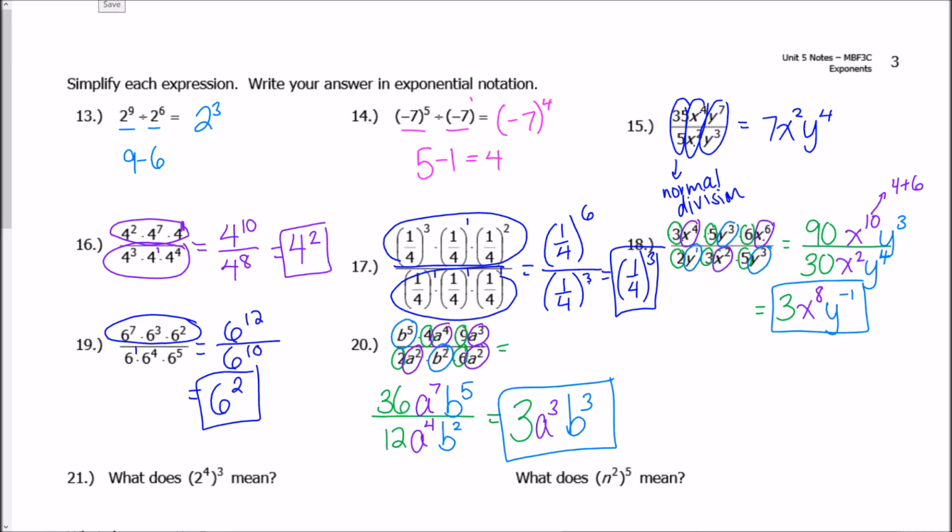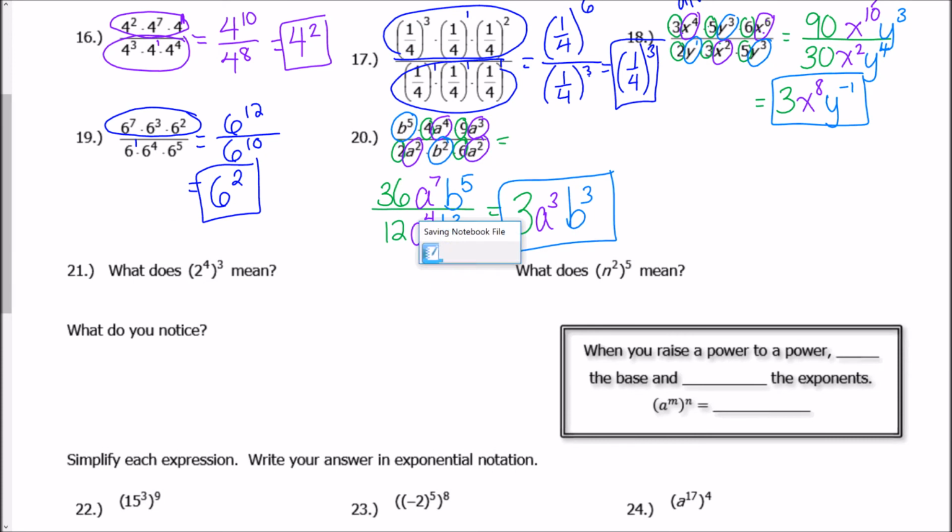Okay? All right, so now let's go ahead and take a look at question number 21. Number 21 says, what does 2 to the power of 4 to the power of 3 mean? So essentially what this is saying is I just have to do 2 to the power of 4 times 2 to the power of 4 times 2 to the power of 4, because this says to do it 3 times. So 1, 2, 3 times. So right here, when I do this 3 times, I get 2 to the power of 4 plus 4 plus 4 is 12. So I get 2 to the power of 12.